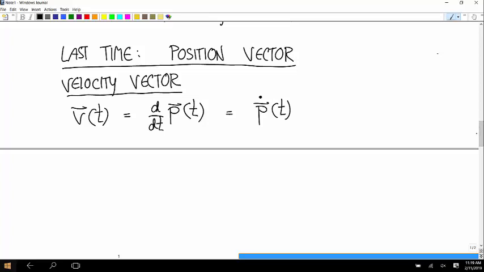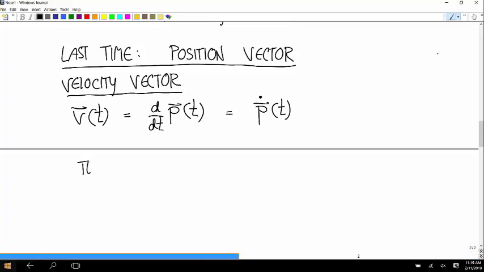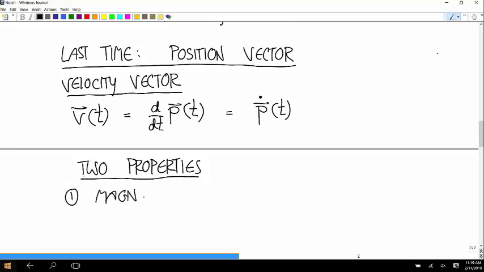The velocity vector you can think of as having two properties. Well, all vectors have two properties. They have a magnitude and a direction. The two properties of the velocity vector, like every other vector, are its magnitude and its direction. But its magnitude means something. Its magnitude is the speed of the object.